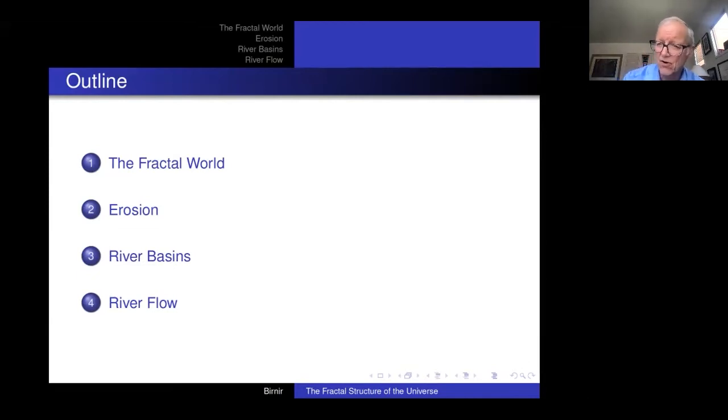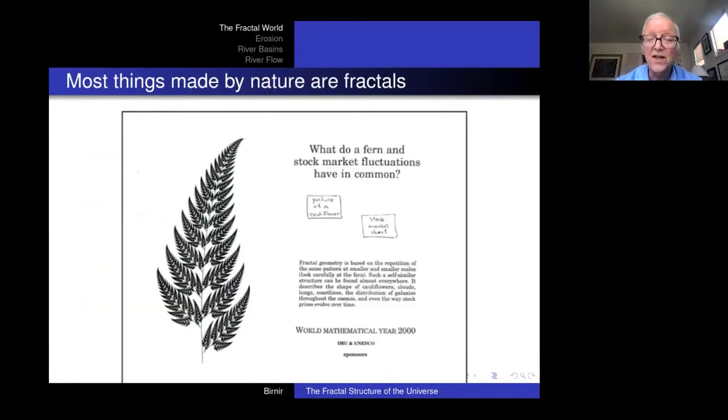So let's start with some examples from the fractal world. And here is our friend, the fern. It turns out that some of the fractal geometry that you see in the fern can also describe stochastic processes that describe stock market fluctuations. So that's an interesting connection, of the fern and the stock market.